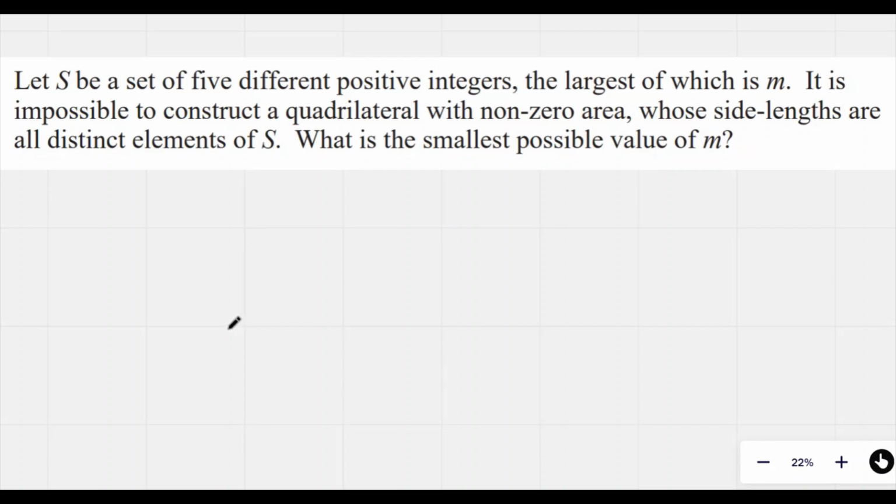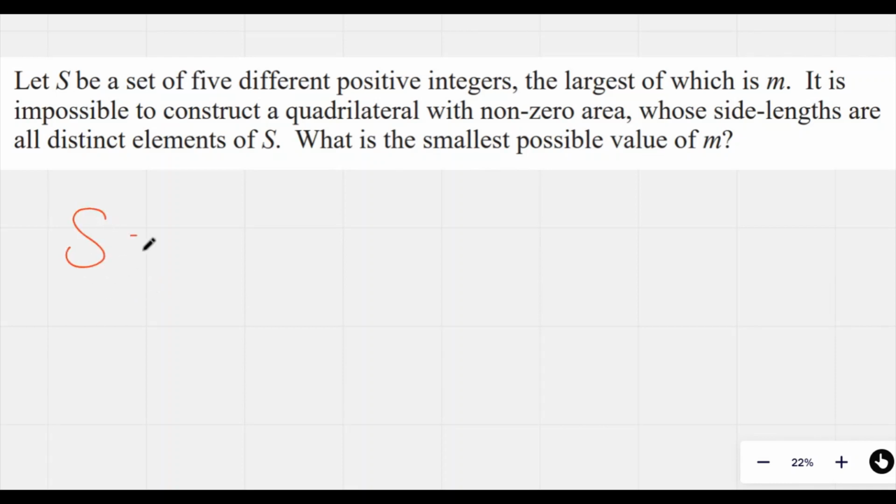I've got a fun geometry problem. We have S, a set of 5 different positive integers, the largest of which is m. And we're told that it is impossible to construct a quadrilateral with non-zero area whose side lengths are all distinct elements of S. What is the smallest possible value of m?